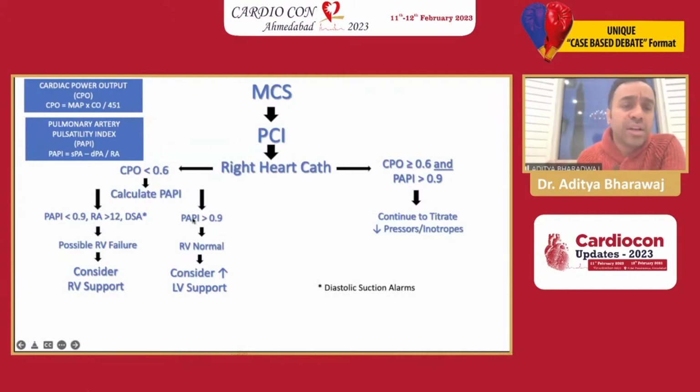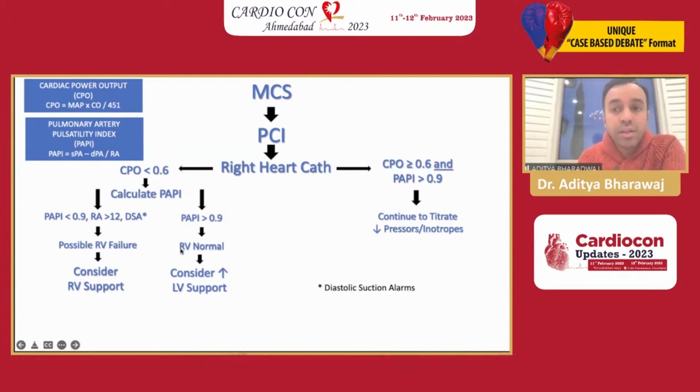Now, one of the really groundbreaking things about NCSI is that it put a lot of emphasis on right heart cath, which is very important. How else will you make decisions on escalation or de-escalation of MCS in patients with cardiogenic shock? So there are two important metrics to remember. There's the cardiac power output, and there's pulmonary artery pulsatility index. Cardiac power output tells us how the overall heart is doing, and pulmonary artery pulsatility index, or PAPI, tells us how the right ventricle is doing.